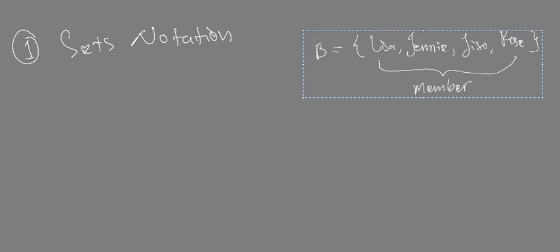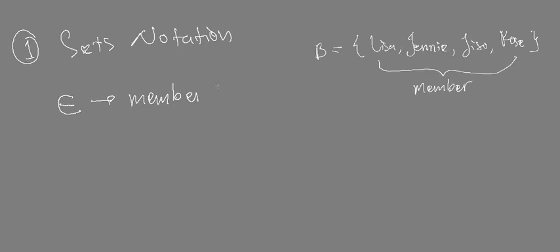This is Blackpink. Remember, we have the members here. Set notation. We will start with this little fella, little epsilon. This one means member. So if I ask, do you think Lisa is a member of Blackpink? Yes, so we can say that Lisa is a member of Blackpink. We don't need to write Blackpink, we just need to write P. Lisa is a member of Blackpink.